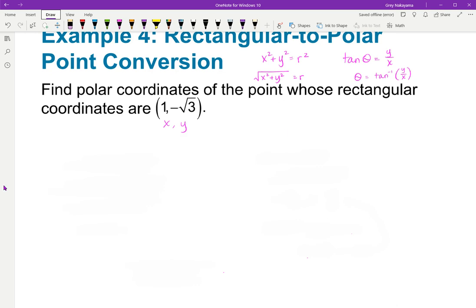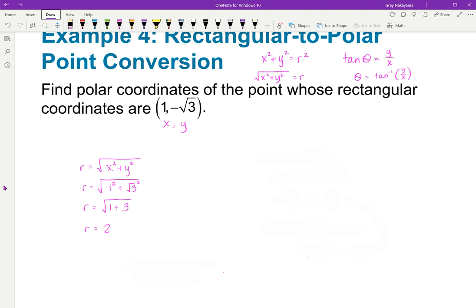So we can go ahead and say r is the square root of x squared plus y squared. And I've told y'all over and over again, if you have a negative and you square it, you don't need to put that negative in there, because whenever people do, they make mistakes. So I'm going to write 1 squared and the square root of 3 squared. 1 squared is 1. Square root of 3 squared is 3. So r is the square root of 4, which is 2.